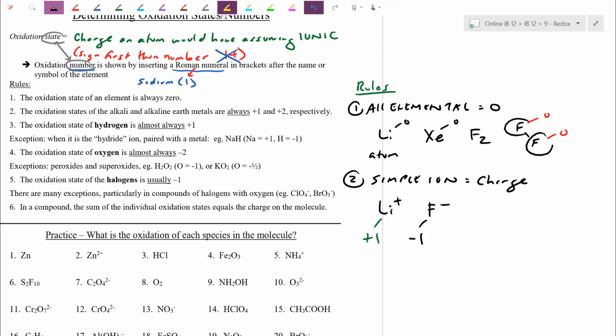Third rule here, probably most important. This rule will sort of come back again and again. If you sum up all your oxidation states, if you add up all these oxidation numbers for all the elements, they have to add up to the overall charge.